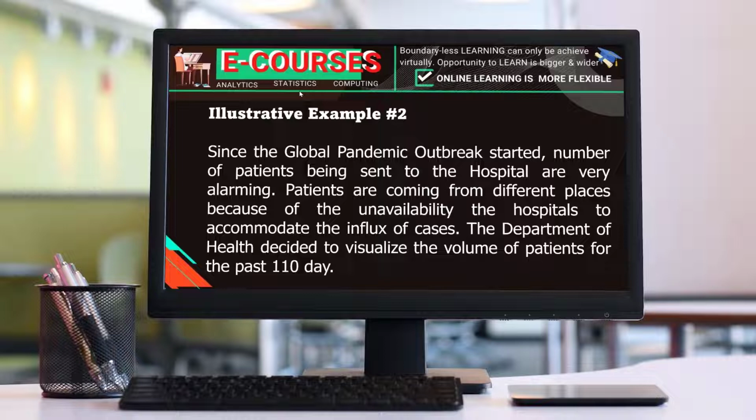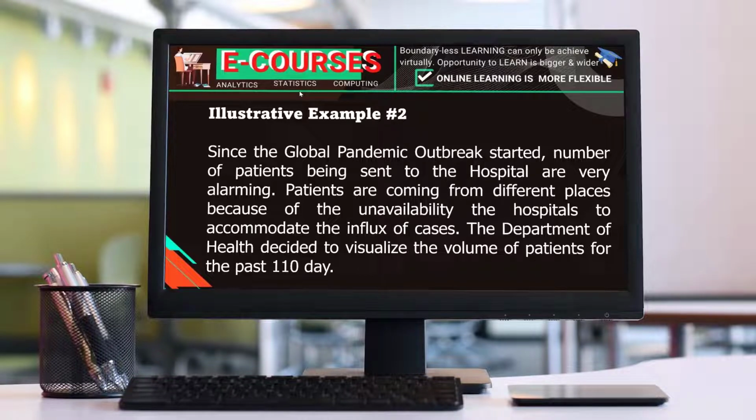Alright, so this is the illustrative example number 2. Since the global pandemic outbreak started, the number of patients being sent to the hospital are very alarming. Patients are coming from different places because of the unavailability of the hospitals to accommodate the influx of cases. The Department of Health decided to visualize the volume of patients for the past 110 days.